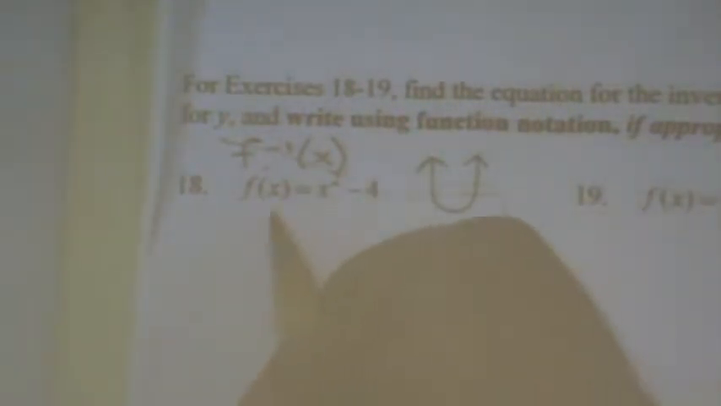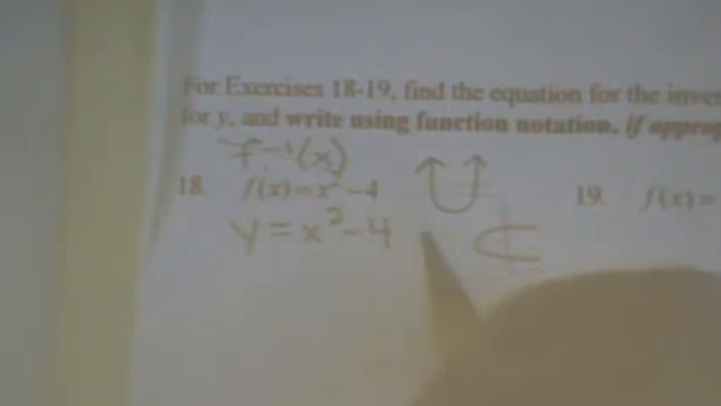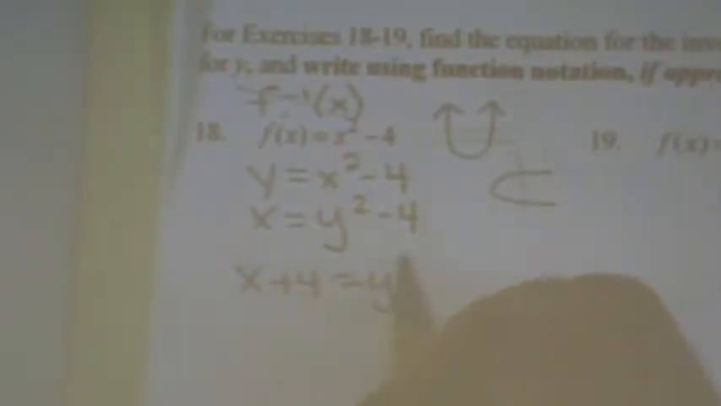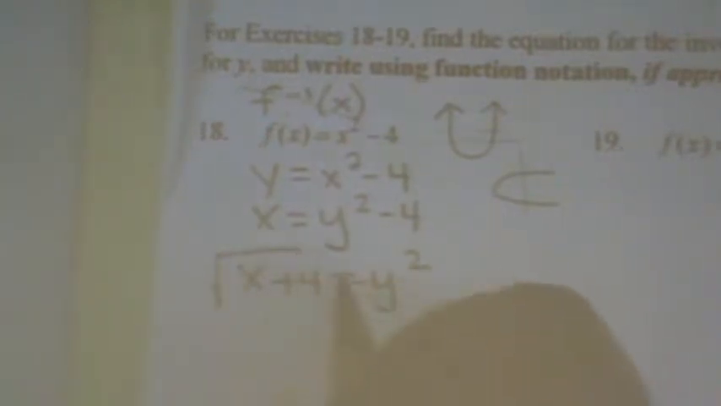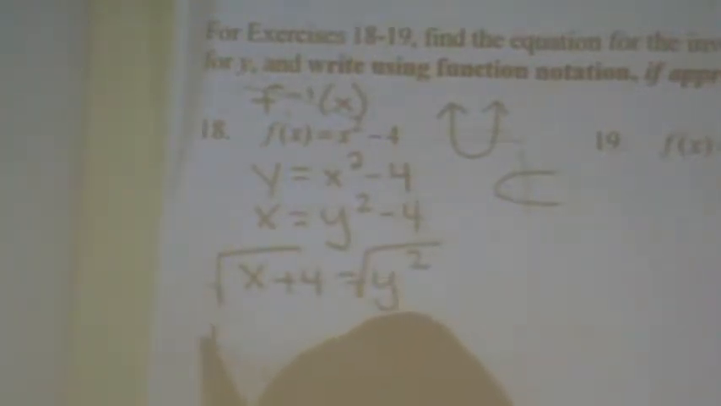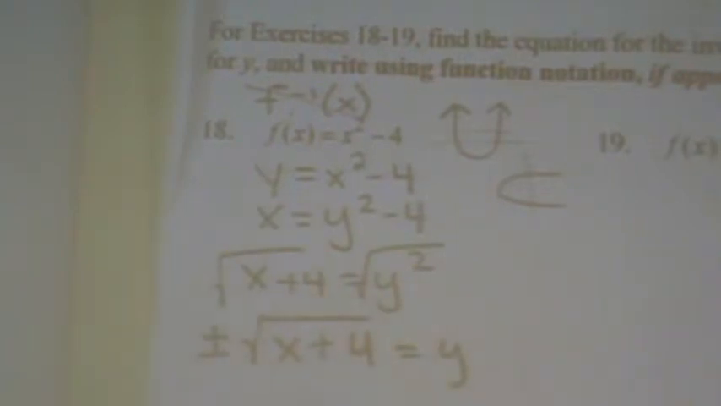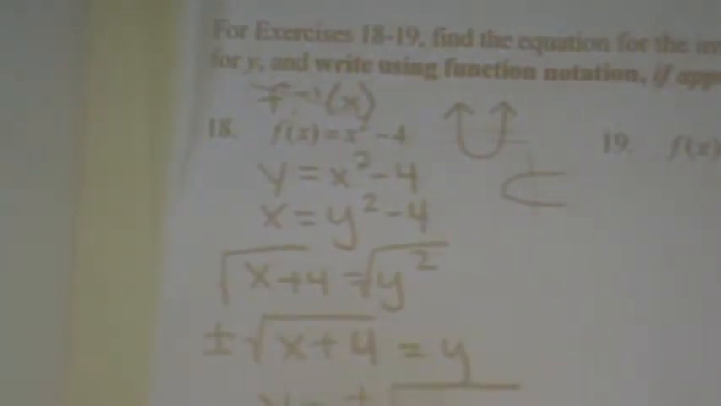But we can do the inverse of it. We can get a rule. And how you do that is you're gonna switch x and y around and resolve for y. So add 4, and then square root both sides. And don't forget plus or minus. So your answer is plus or minus square root of x plus 4 equals y. And if you want to write it the other way. So that's the inverse of that one.